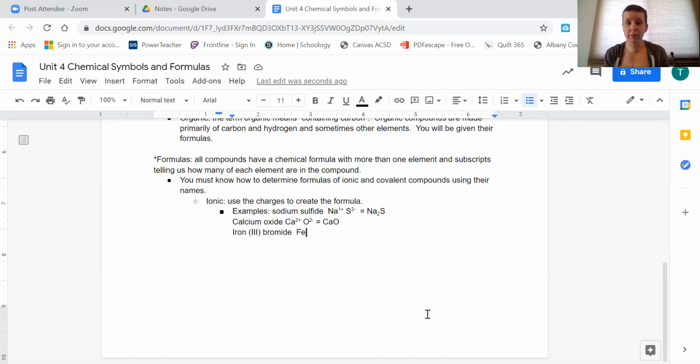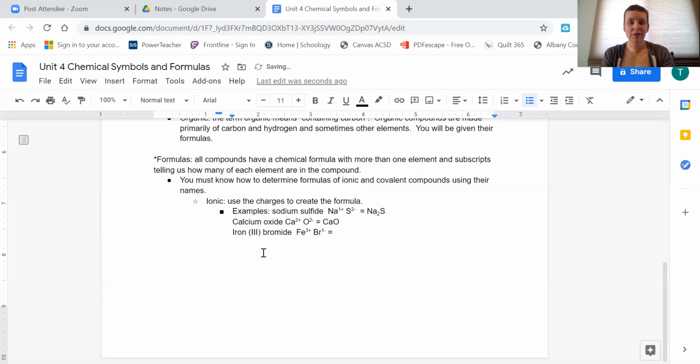We look at the periodic table to find the symbol of iron, and then we look back at the name. The name has a Roman numeral in it, and that Roman numeral is 3. So that means that our charge for the iron is 3+. Then we look at the periodic table again, find bromine. Bromine is in a column that has a regular charge, and the charge of that column is 1-.